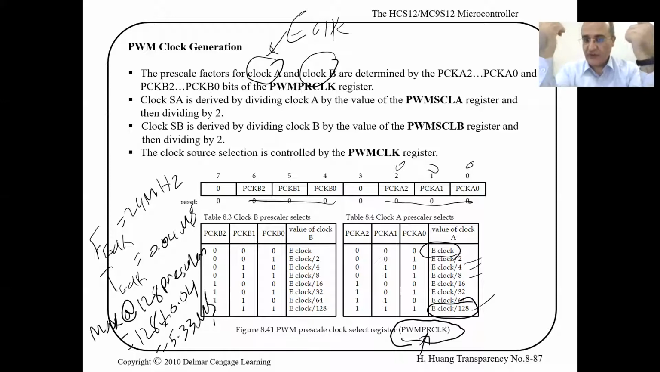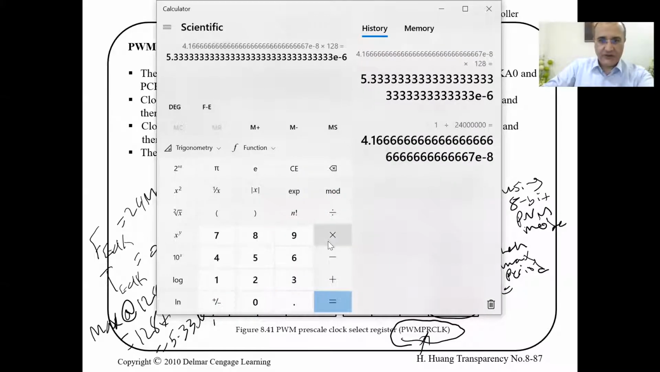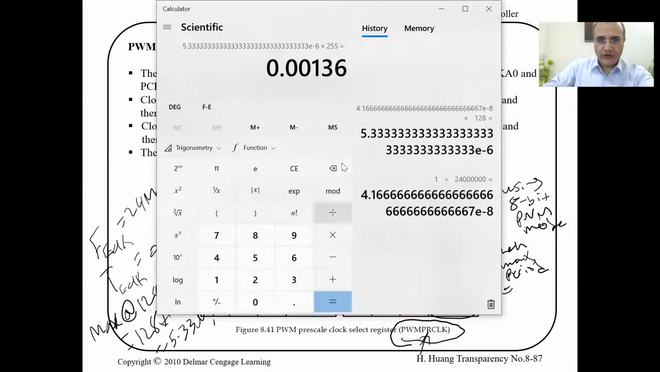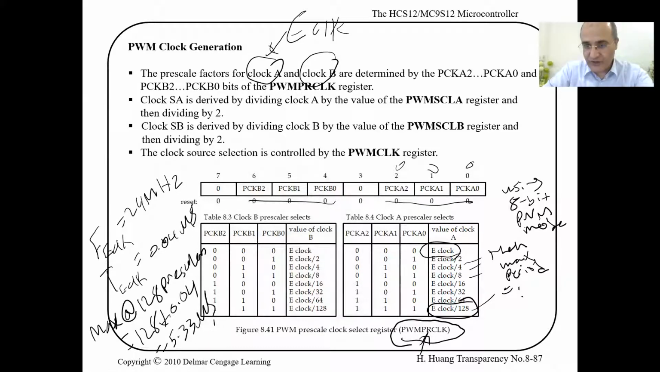Okay, per count. If you're using the 8-bit PWM mode, then the maximum period is what? Maximum period is 255 counts, right? Times 5.33 microseconds, times 255, equals how much? 1.3 milliseconds.